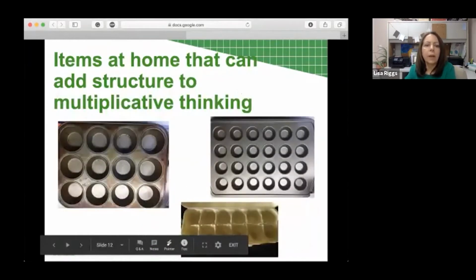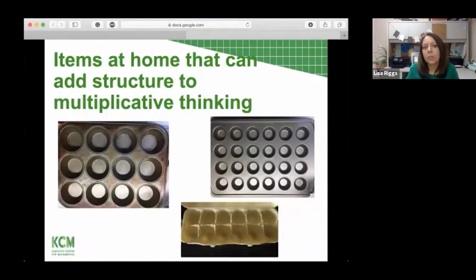Okay. Some of the items at home that can add structure to the multiplicative thinking as parents are working with their kids at home. I try to think about this as if my kids were still little, what would I be doing with them to help them build that multiplicative thinking? And I thought, I'd probably pull out the muffin tin and we'd put collections in the muffin tin. So I just pulled some muffin tins out of my cabinet and took a picture of those.